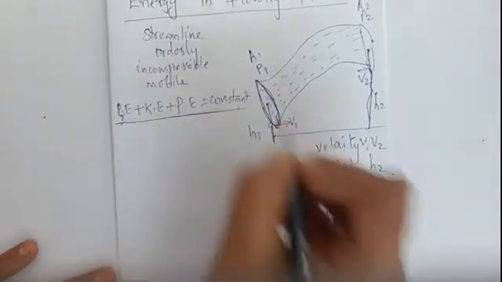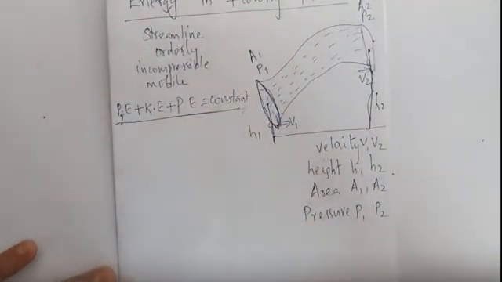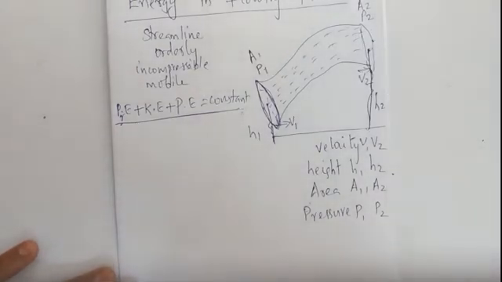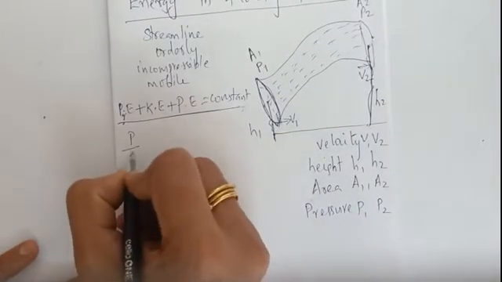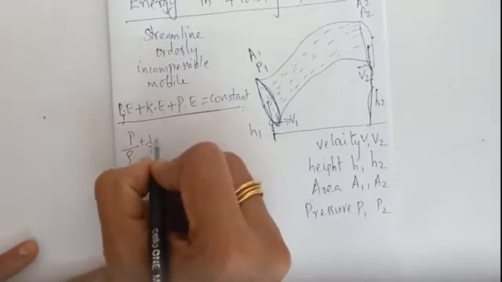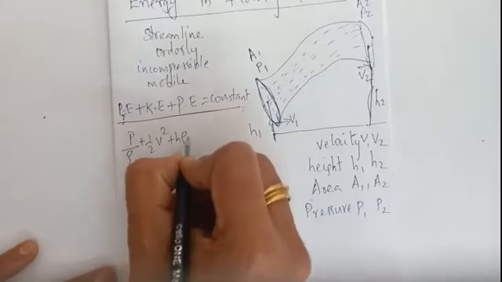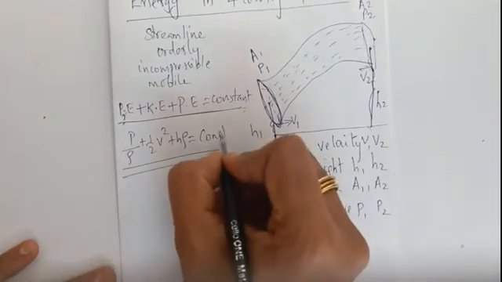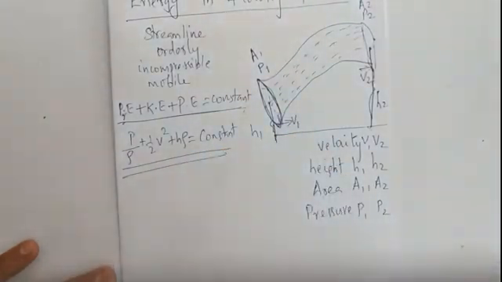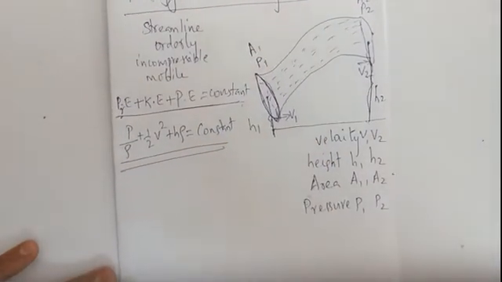Even though we discussed this in our fluid dynamics, we'll discuss it again. For a unit mass, the theorem is expressed as P by rho plus half V square plus h g is equal to a constant. So these two are the statements of Bernoulli's equation. Now we have to prove it.